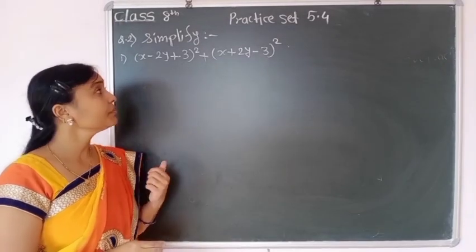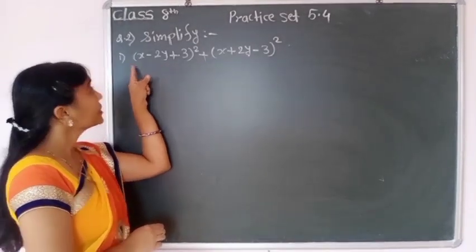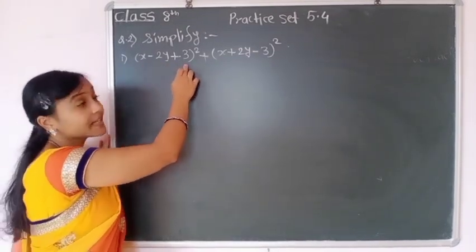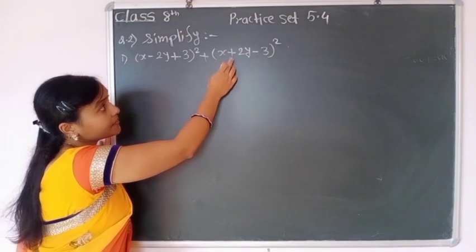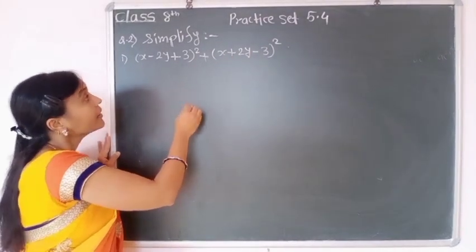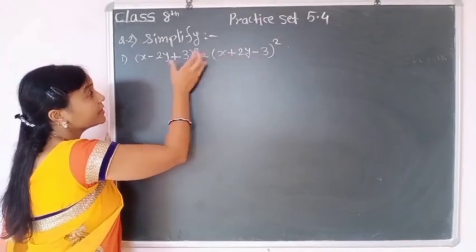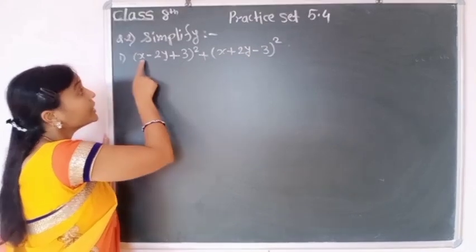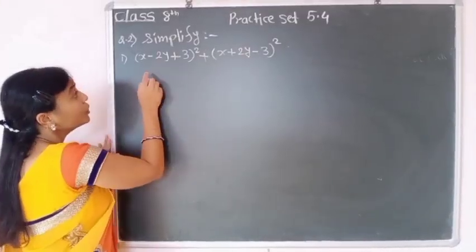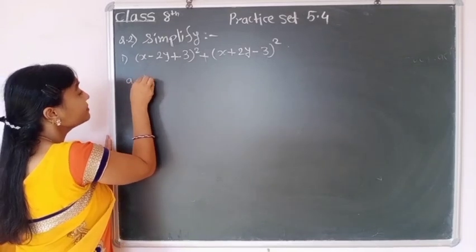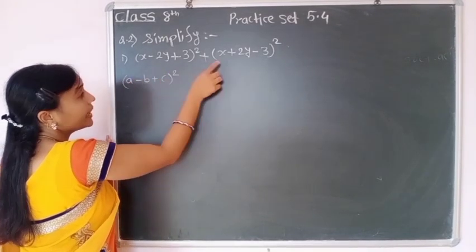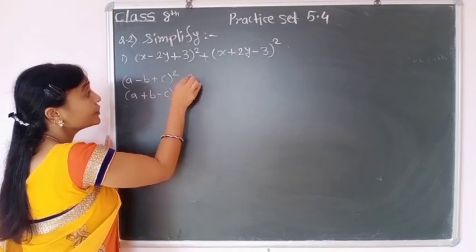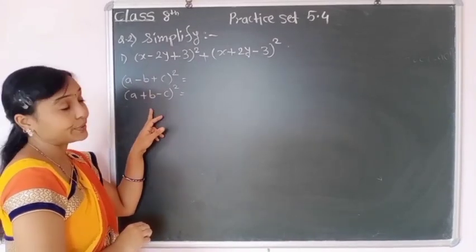Okay, see question number 2. Simplify. Example number 1: (x minus 2y plus 3) square plus (x plus 2y minus 3) square. Then we observe these three terms are the same, a plus b plus c and a plus b plus c, only the signs are changed. So we use here (a minus b plus c) square and here (a plus b minus c) square. So first we write down the expansion of these formulas.